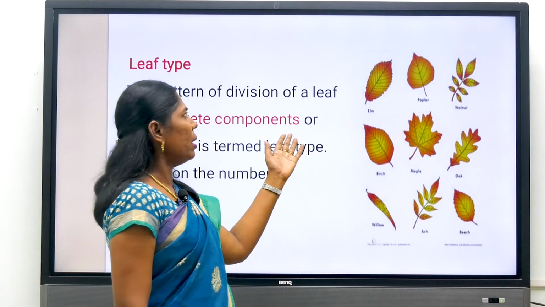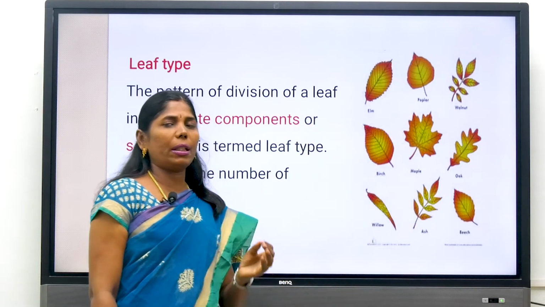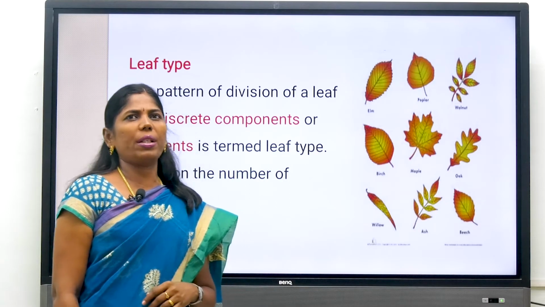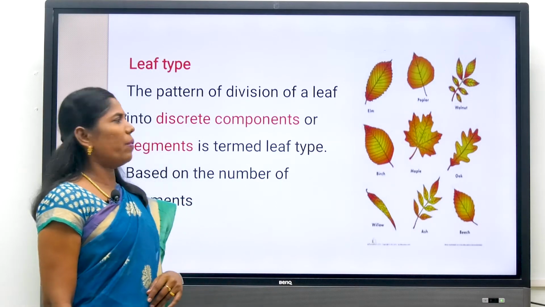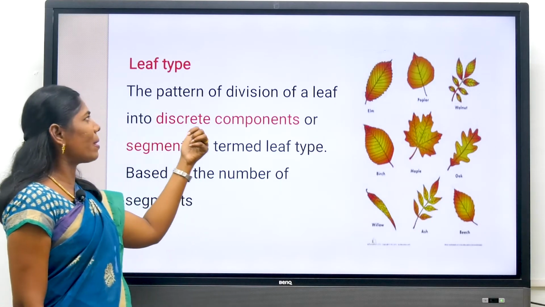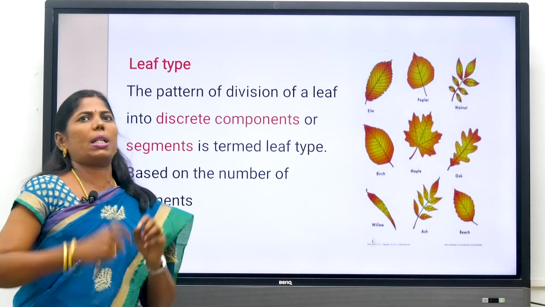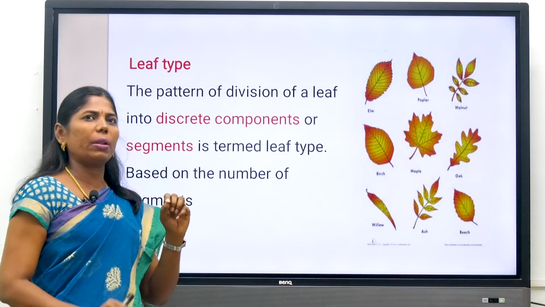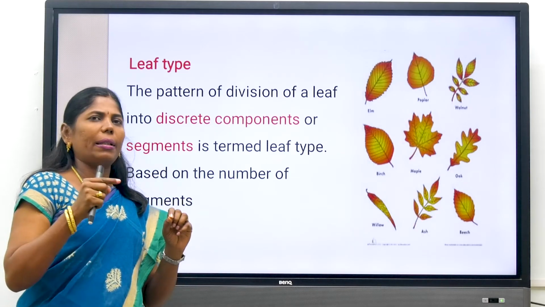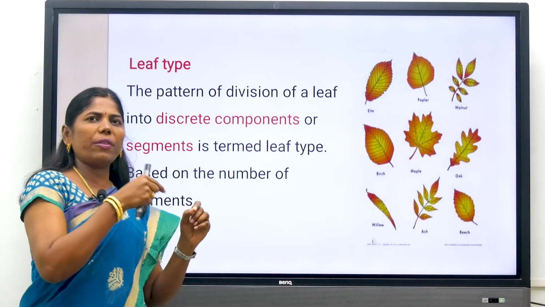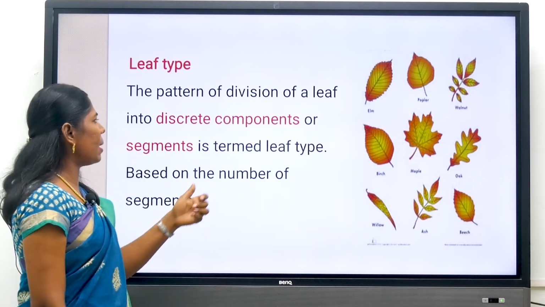You can see here the different shapes of the leaves. Even the margin is different, and the arrangement of the veins is also different here. The pattern of division of a leaf into discrete components or segments. Discrete components means some division is there. Segments will be there. The margin goes just inside; it has to enter inside the lamina, but not up to the edge of the midrib. Okay, that is termed as leaf type.